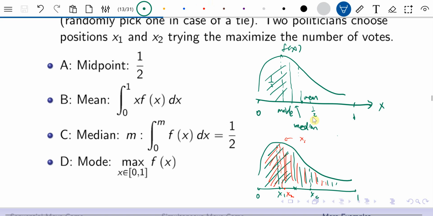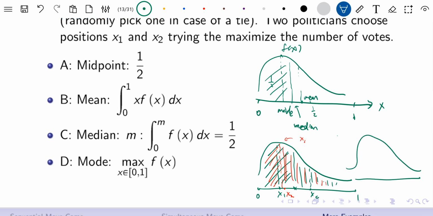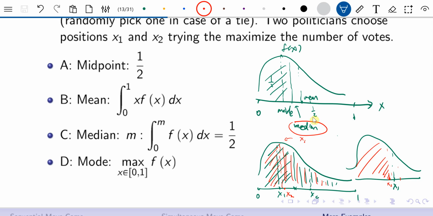Because if you draw it the other way, say x1 is here, then x2 does not want to be here because x2 will get only a little. x2 wants to be on the other side now. So x2 wants to be here and get all of these votes. So a natural guess is the median here, because half of the people will be on the left of the median, and the other half will be on the right. So let's actually check that.